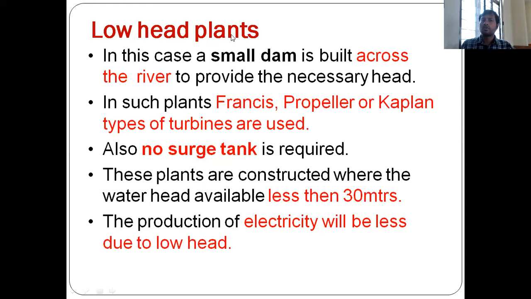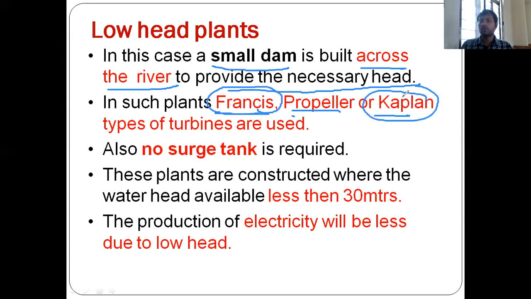So, what is the importance of low head power plants? What are the important factors we need to remember? First, a small dam is constructed across the river, which provides the necessary load. The next one is that the turbines are Francis or Kaplan, or propeller turbine. From both Francis or Kaplan, we can use any one.